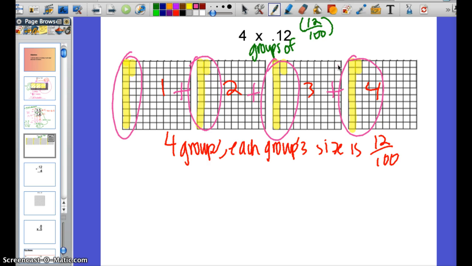Well, you would not get a product over 1. You would be adding 12 hundredths plus 12 hundredths plus 12 hundredths plus 12 hundredths. That would not even give you 1. You wouldn't even be able to fill up a full 100 block with this value. So you can see that multiplying by decimals can sometimes give you a very small product. When you have 4 groups of 12 hundredths, your product is not very large.